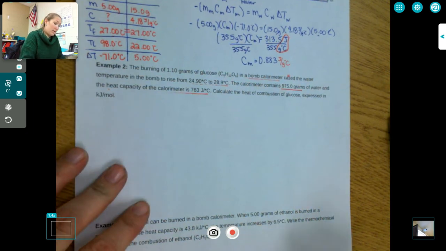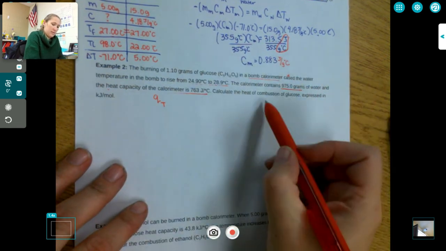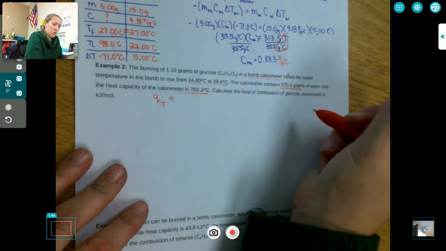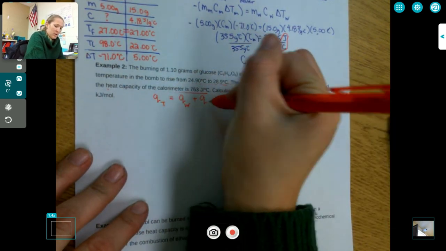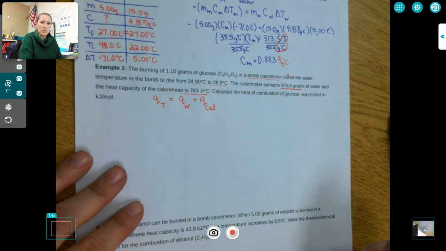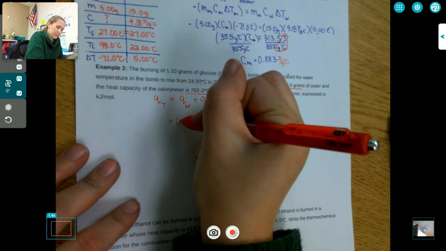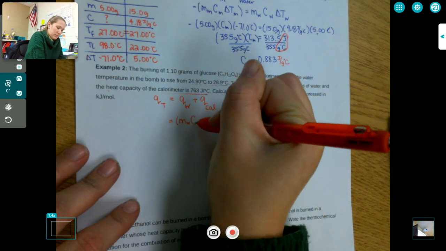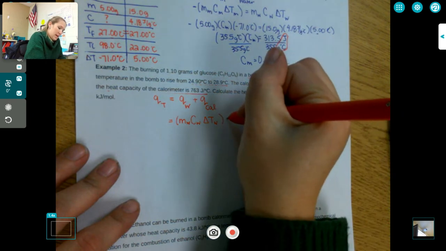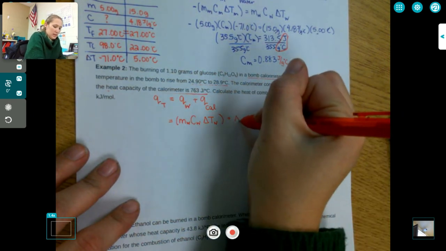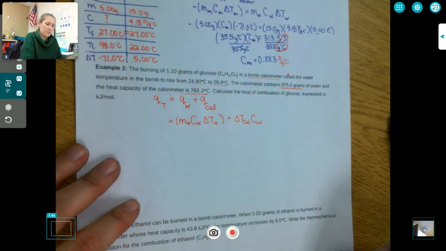All right. Well, we know that the total amount of heat of combustion of the glucose is equal to the amount of heat the water gained plus the amount of heat that the calorimeter absorbed. I know about my water: mass, specific heat, delta T of my water. And remember, Q of the calorimeter is delta T of the calorimeter times the heat capacity of the calorimeter.